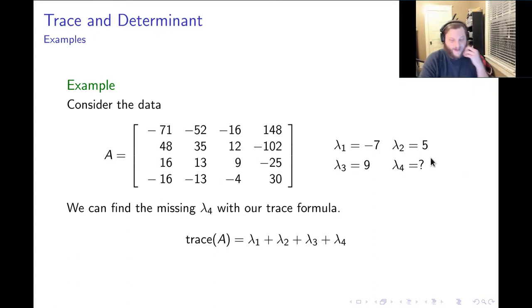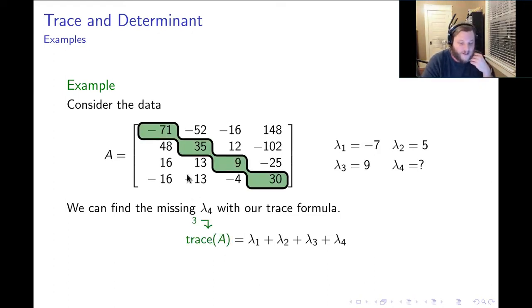We know that if we have all 4 eigenvalues, we can't have more than 4 because this is a 4 by 4 matrix, and there can't be more than 4 eigenvalues because the degree of the characteristic polynomial would be 4, and a degree 4 polynomial can't have more than 4 roots. Great. We also know that if we add those eigenvalues together, that will give us the trace of the matrix. Well, we can quickly figure out the trace of this matrix by just adding all the diagonal entries. Negative 71 plus 35 plus 9 plus 30 equals 3. So the trace of this matrix is 3.